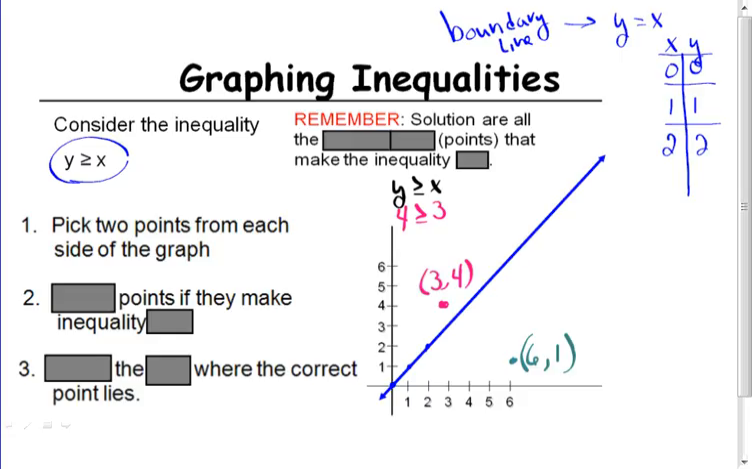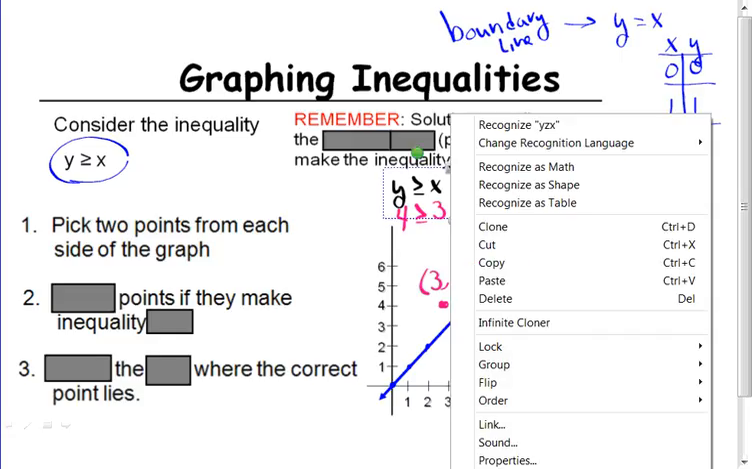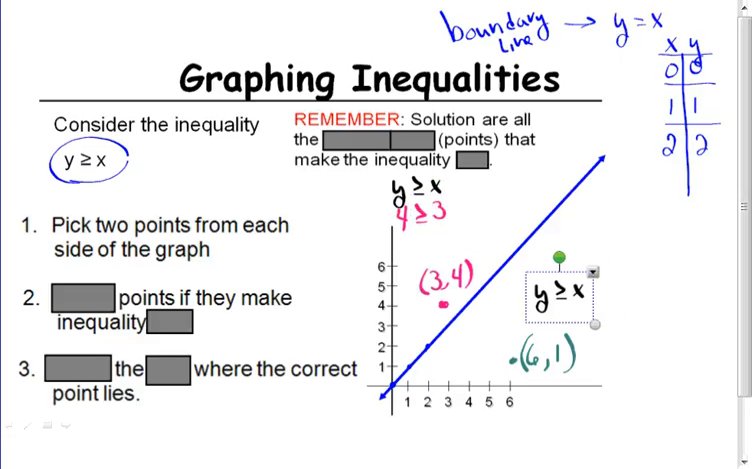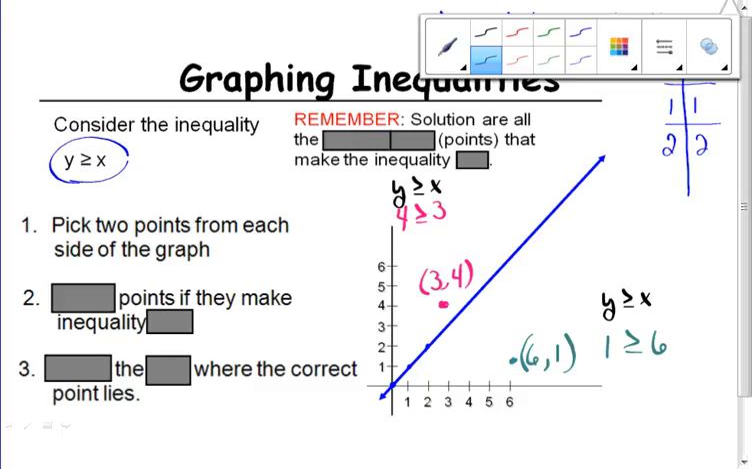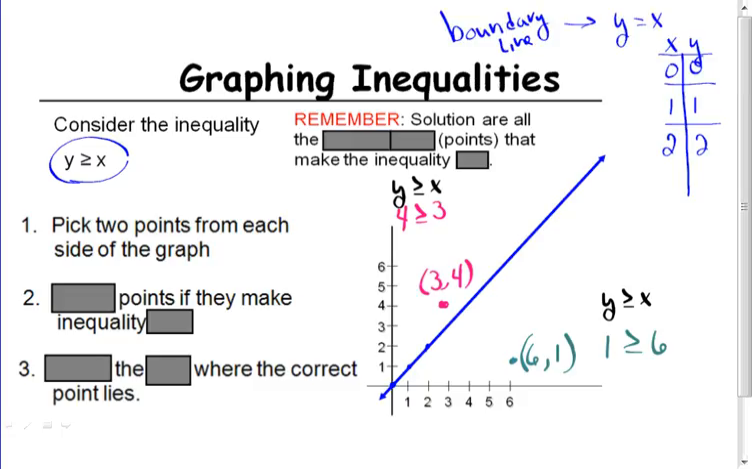And over here, using the same idea, I'll clone that, bring it back over here: 1 is greater than or equal to 6. Now, which one of these two statements is true? Is 4 bigger than 3? Or is 1 bigger than 6? I'm going to get a highlighter out so we can highlight the side that is true. This side over here where 4 is bigger than 3, that is a true statement.